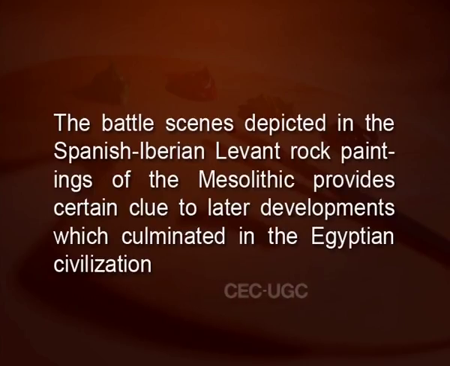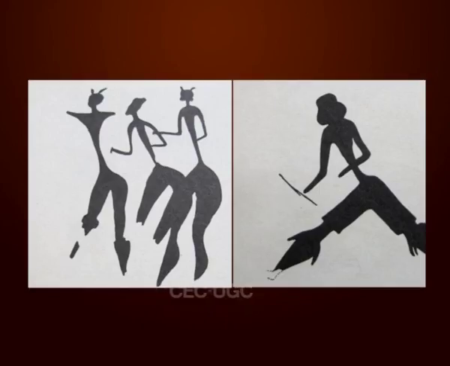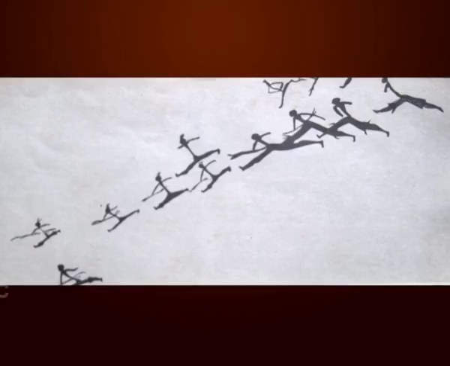The battle scenes depicted in the Spanish-Iberian Levant rock paintings of the Mesolithic provide certain clues to later developments which culminated in the Egyptian civilization. With battle as a theme and dynamic movement as its feature, the Mesolithic paintings not only express a new approach to art, but also the fact that life was ridden with conflict, either within or between clans or tribes.